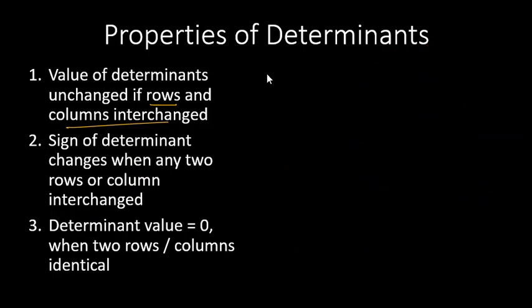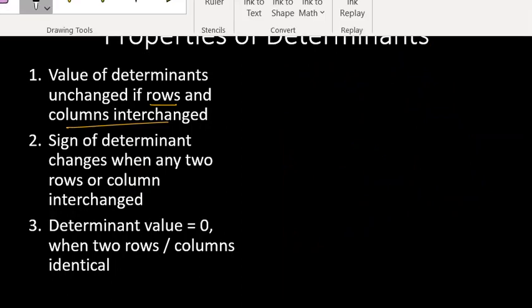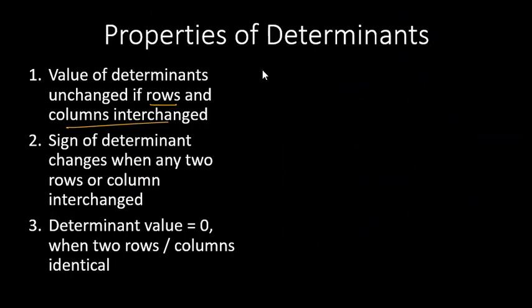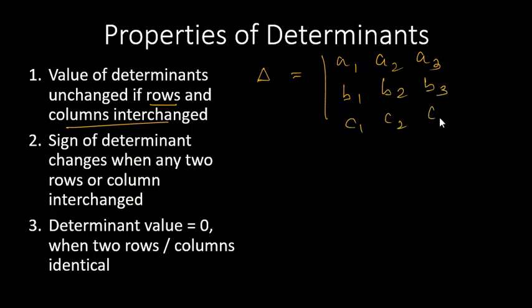Let me consider a determinant here, a determinant with the elements A1, A2, A3, then B1, B2, B3, then C1, C2, C3. So this is one determinant, and for another determinant, let us consider the first row and third row interchanged.